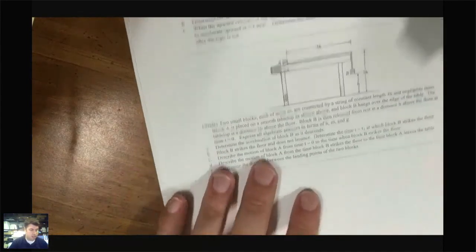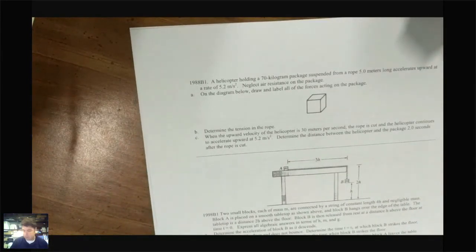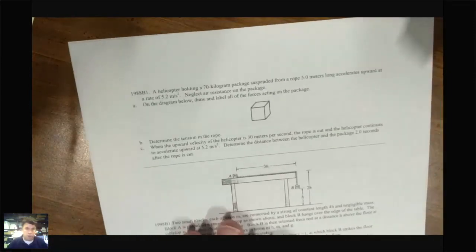All right. Next one. Scrap paper out of the way. All right, next one. We're looking at a really old question, 1988 B1. We have a helicopter that holds a 70 kilogram package, suspended from a rope 5 meters long, accelerates upwards at 5.2 meters per second squared. All right, on the diagram below, draw and label all the forces acting on the package.